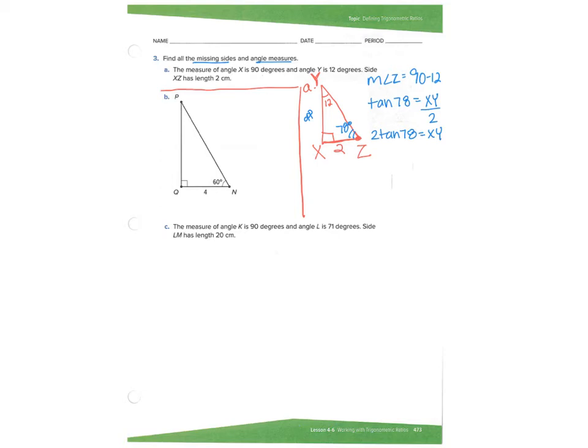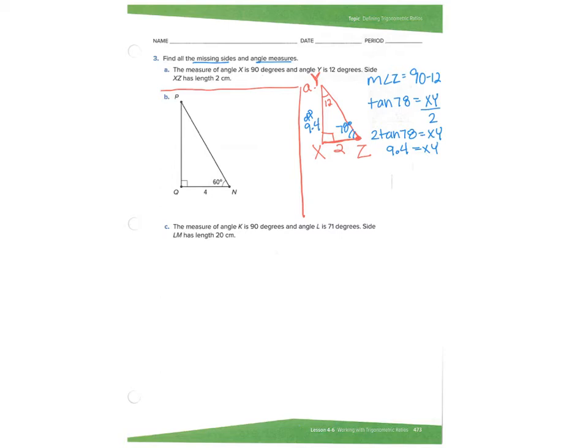I'm going to do the calculation on my calculator. Why don't you do that with me? 2 times tangent of 78, and we should get about 9.4. So 9.4 is the length of XY. I'm going to write that in here, 9.4.